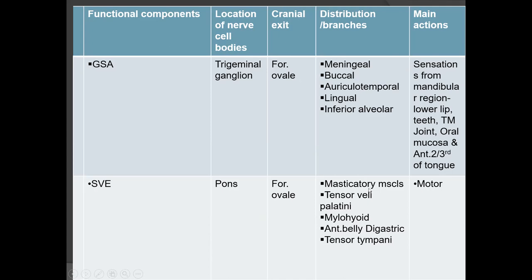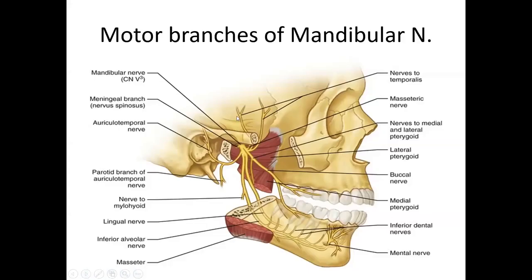But then the motor part is supplying branches to the masticatory muscles, tensor veli palatini, mylohyoid muscle, anterior belly of digastric, and tensor tympani. So definitely the mandibular nerve for dental students will be taken separately along with the maxillary nerve because of its very wide distribution. But we are here just mentioning where all it is distributing or giving branches. So that is about the motor. These are the motor branches which are coming from the mandibular after it exits from the foramen ovale.